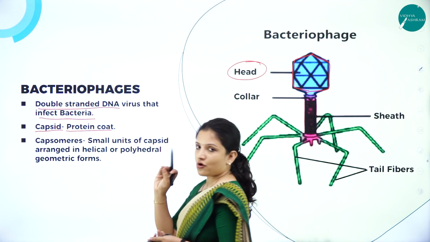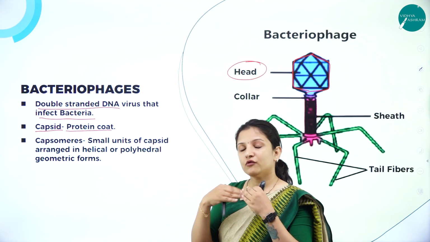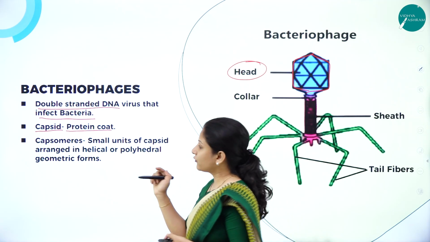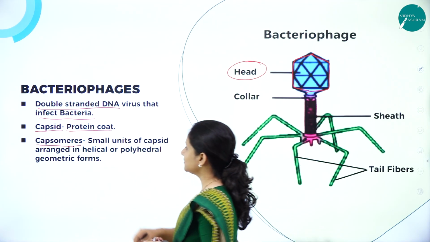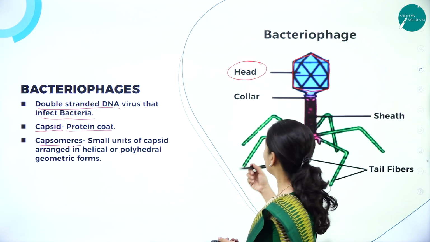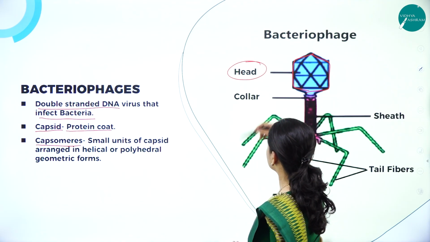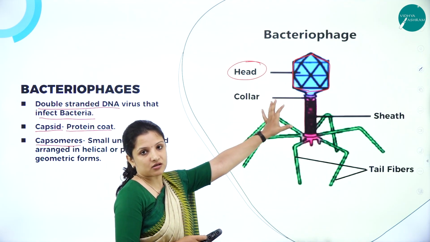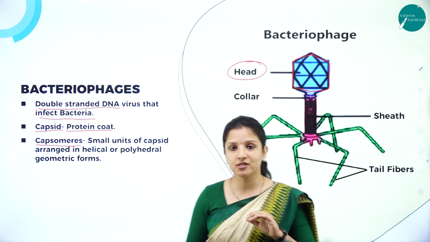And when you look even further into the capsid, you can find smaller units called capsomeres, and these units are arranged in the form of a helical structure. Therefore, it forms a polyhedral geometric structure, right? Can you see the head of the virus? It is almost a geometrical structure, wherein it is in polyhedral shape.